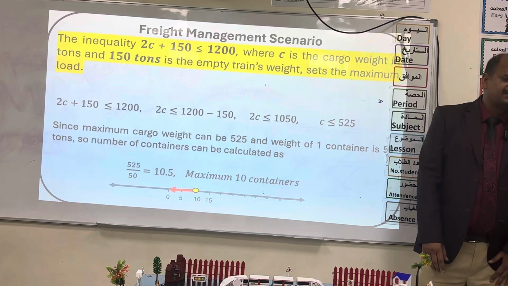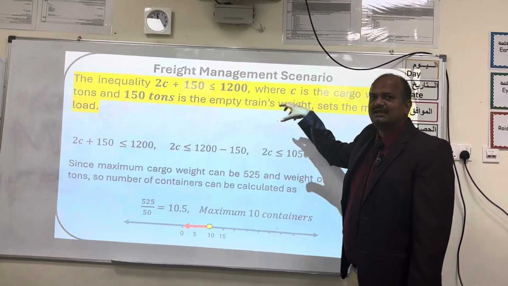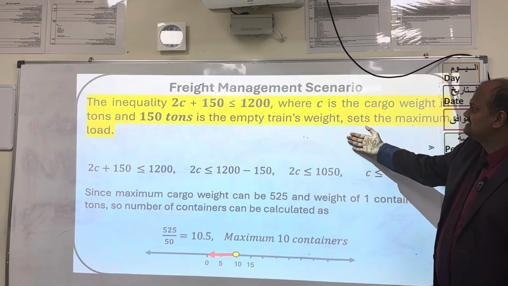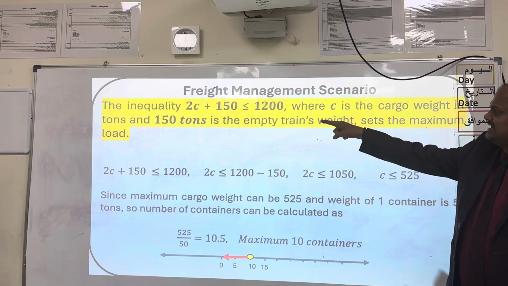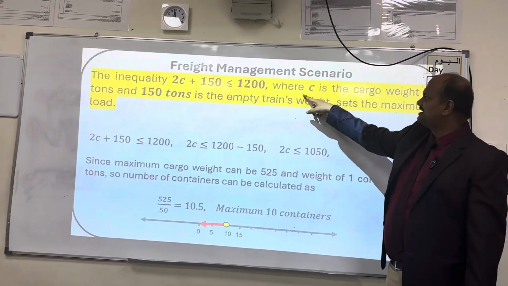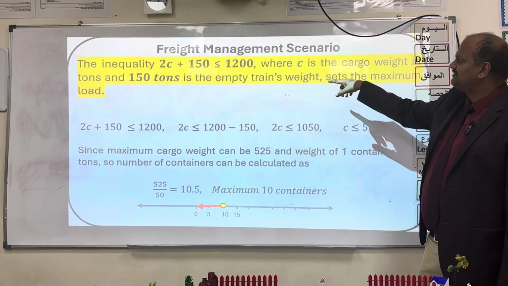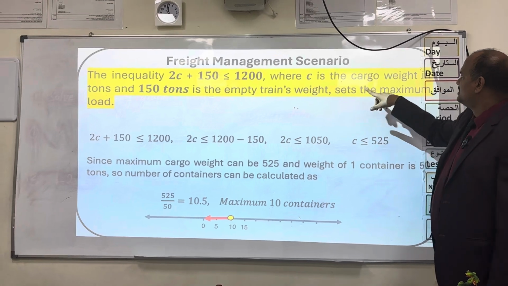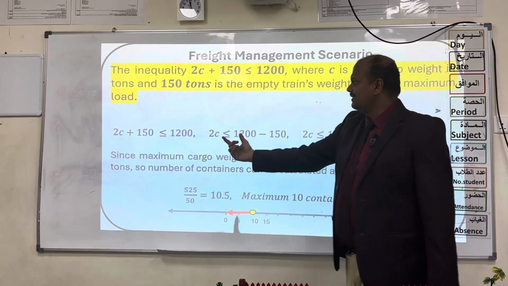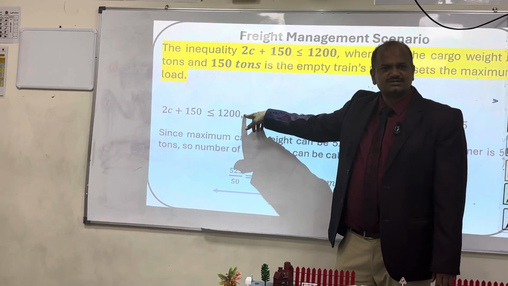Then next will be the freight management scenario, because this train may include some freight system also. So here the system I have taken from your project: the inequality 2C plus 150 less than or equal to 1200, where C is the cargo weight in tons and 150 ton is the empty train's weight, sets the maximum load.